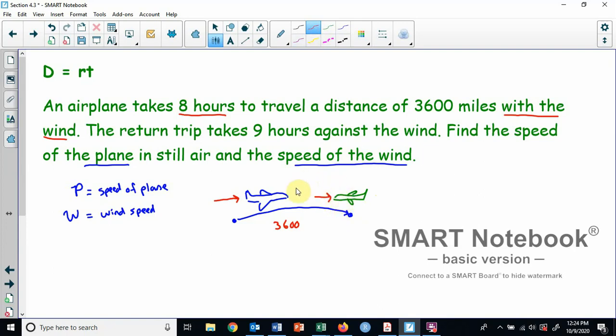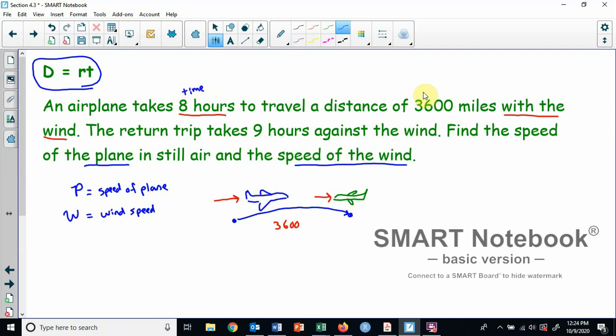Now, we did learn earlier that we have this equation, distance equals rate times time, to relate these pieces of information that we know. So we have basically 2 trips here. We have a trip that took us 8 hours, that's our time.